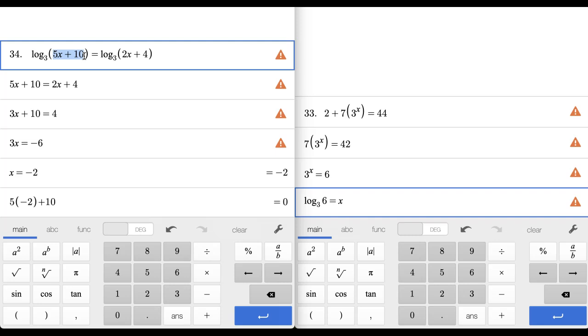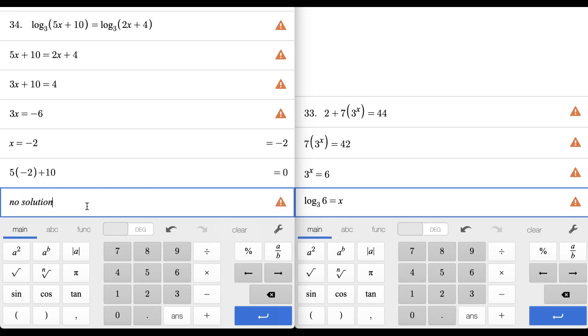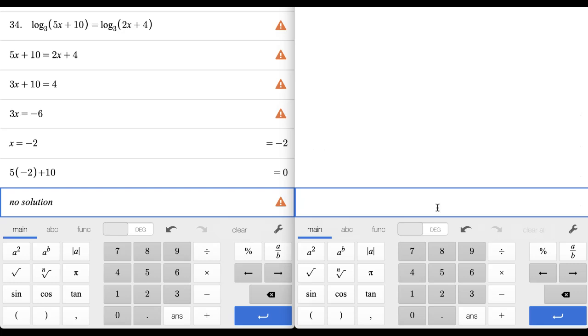Okay, you can test it on the graphing calculator as well, but you cannot have inside of this log function be 0 or negative. Okay, so that's why there's no solution on this one, or you say negative 2 is extraneous, right? So that's number 34. Okay, 35.